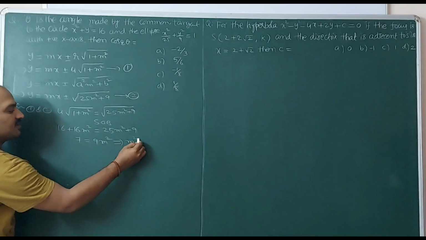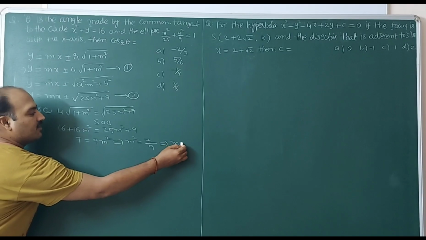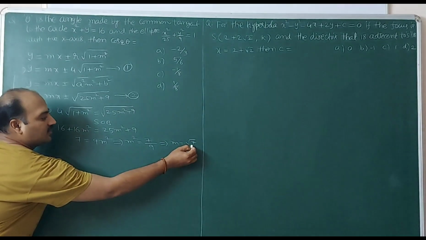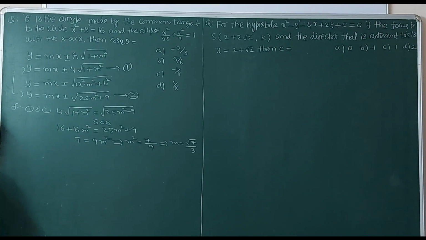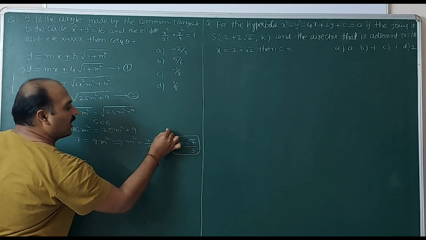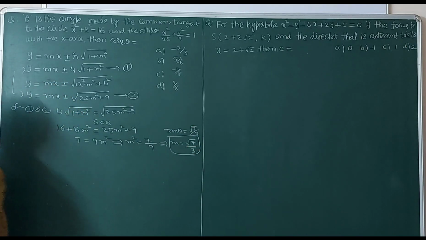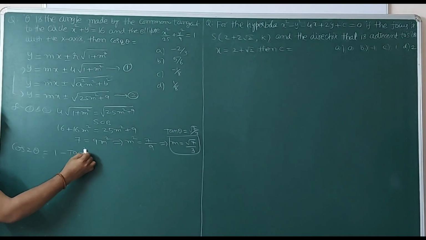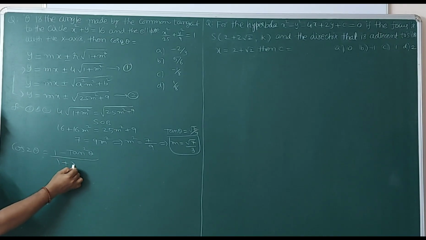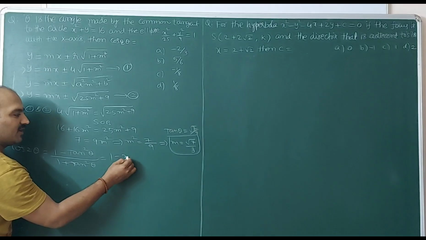So m square is equal to 7 by 9. That implies m is equal to root 7 by root 9. So 3 it is. Okay. This is m value. m means what? tan theta only, no? But cos 2 theta I want. Cos 2 theta formula in terms of tan: 1 minus tan square theta by 1 plus tan square theta. 1 minus m square only, no?